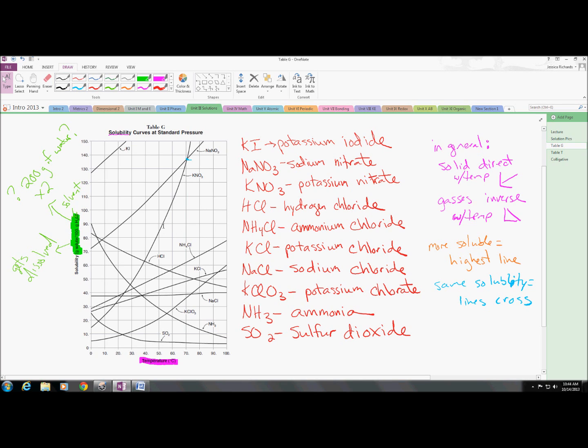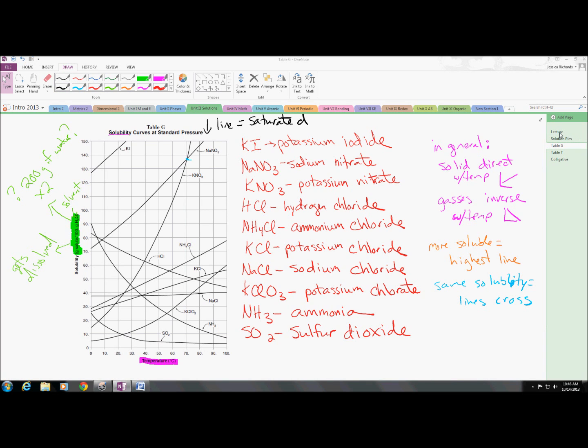Solubility, this curve, is your saturated solution. This curve represents when your solution is saturated at that temperature. Okay, so the line is saturated. The line equals saturated. Line means where it is saturated.